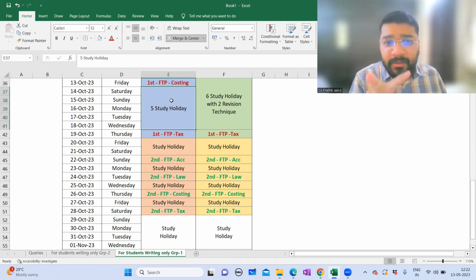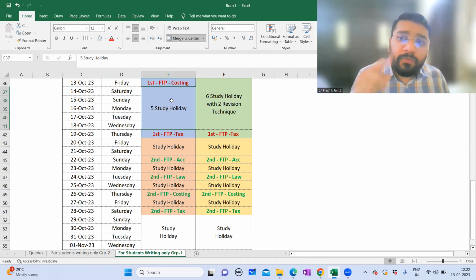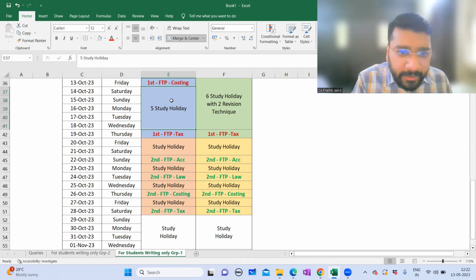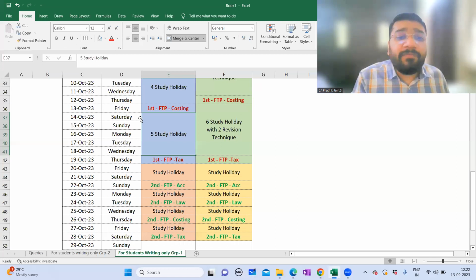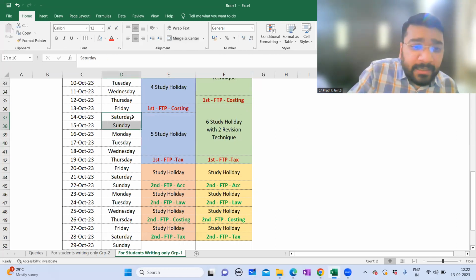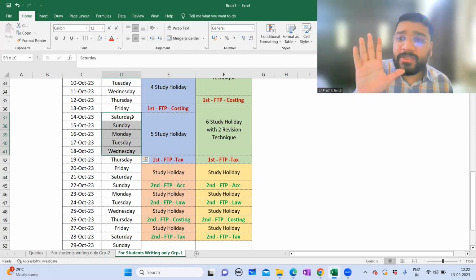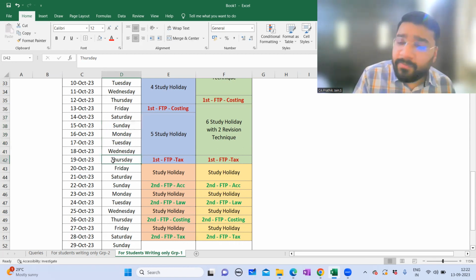I've given you two options here, 5 and 6. You can put this column for 3 days and 4 days holiday; 5 and 6 I've already put for you. So if you're taking a 5-day study holiday, then Saturday, Sunday, Monday, Tuesday, Wednesday are the 5 days you'll study your income tax and GST completely. And Thursday, that is 19th October, you'll be giving your exam.